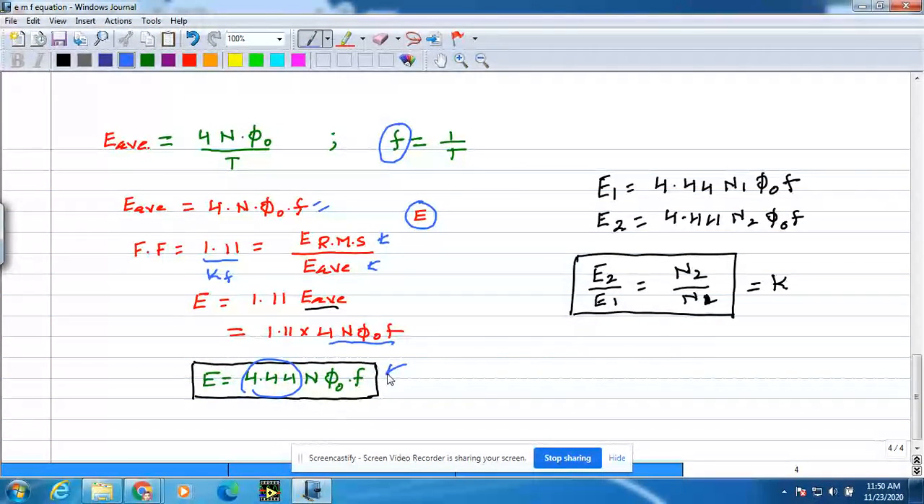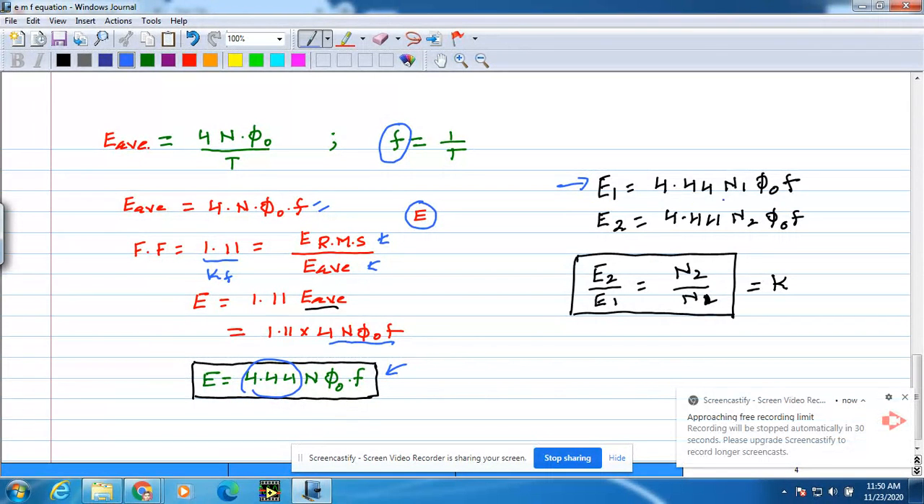Now this is the general induced voltage in any winding. After replacing N by N1, you obtain the induced voltage in the primary winding, represented by E1. So E1 is equal to 4.44 N1 phi naught into f, and E2 will be equal to 4.44 N2 into phi naught into f. So E2 divided by E1 is equal to N2 divided by N1, which is equal to K. K is the transformation ratio of a transformer. So this is the alternate method of the induced voltage in the primary as well as in the secondary side. Okay, thank you.